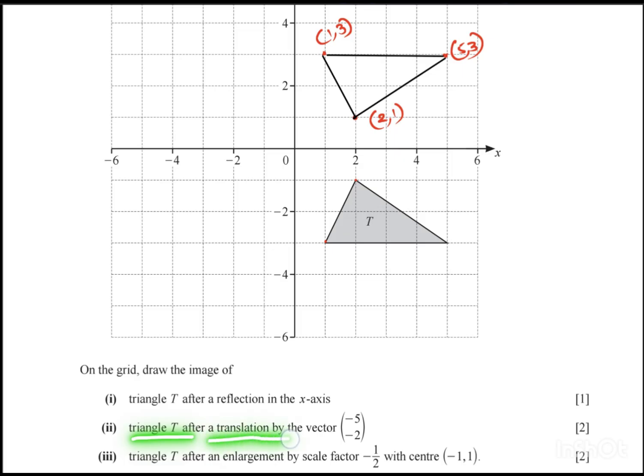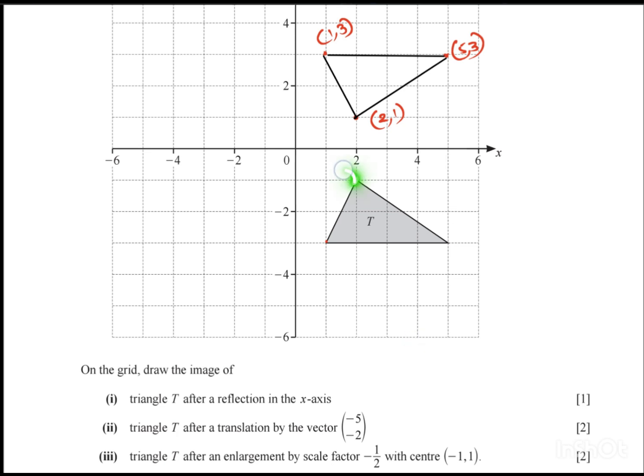Triangle T after a translation by the vector (-5, -2). We have to translate this same shape by the vector (-5, -2). So -5 means we have to go 5 boxes left, and -2 means we need to go 2 boxes down. So let us take one of the vertices again. Go 5 boxes left, 1 2 3 4 5, and 1 2 down. So this will be the first vertex. Then for the other vertex, again do the same thing, 1 2 3 4 5, 1 2.